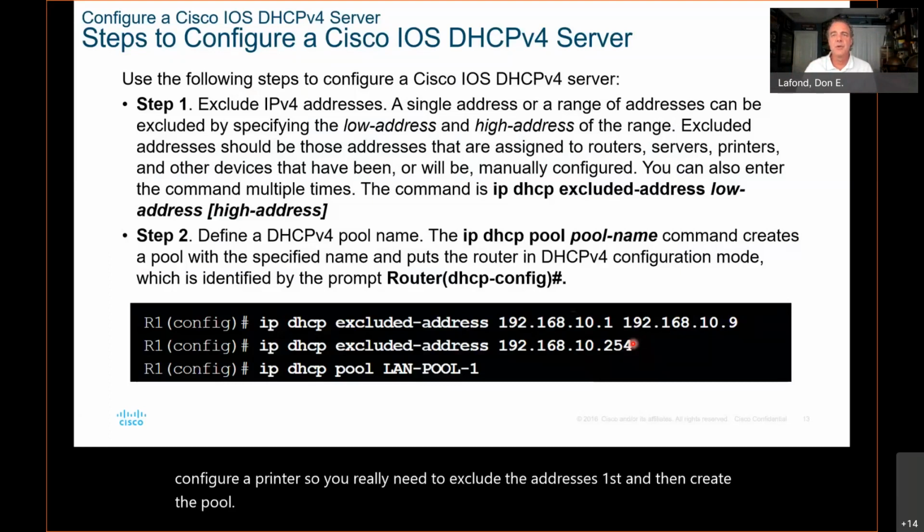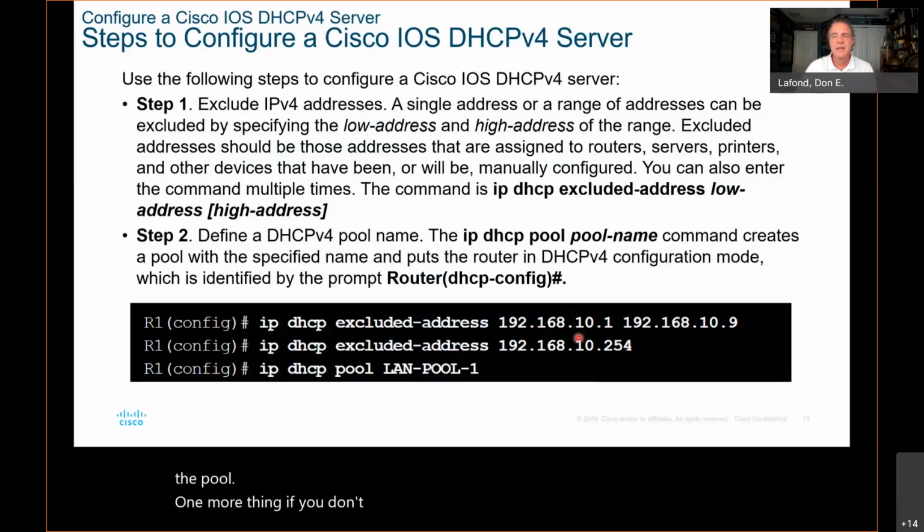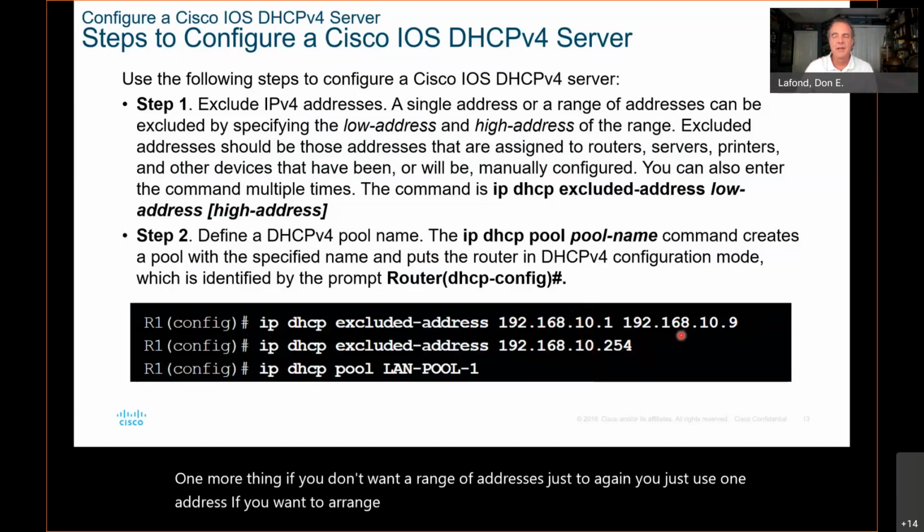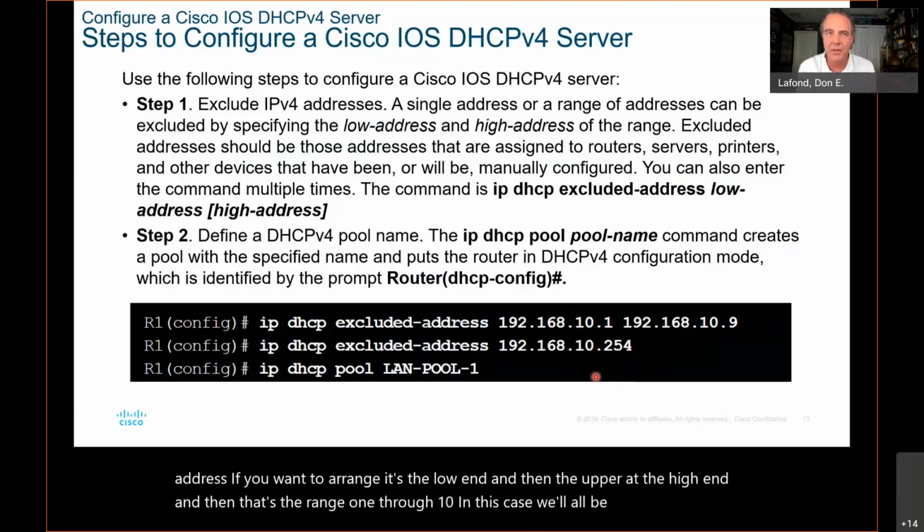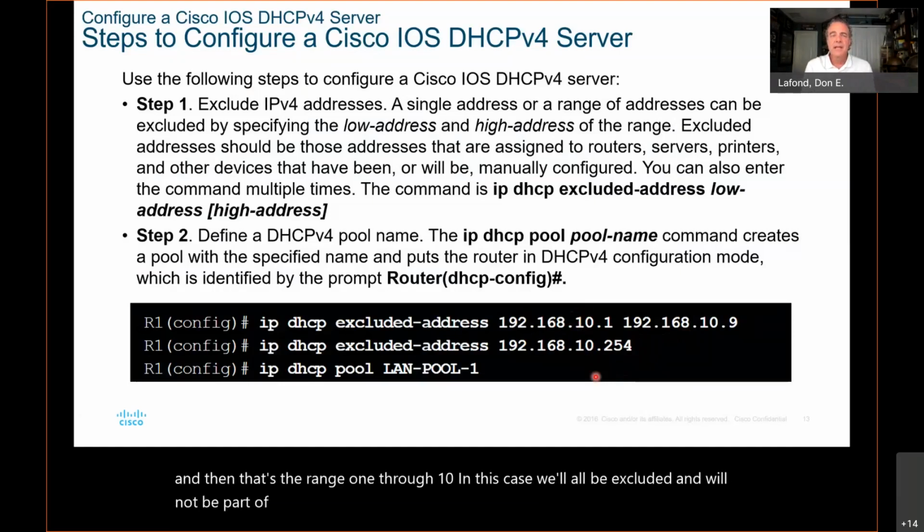One more thing, if you don't want a range of addresses, again, you just use one address. If you want a range, it's the low end and then the upper end, the high end, and that's the range. 1 through 10 in this case will all be excluded and will not be part of the pool. The next step is to define the pool.